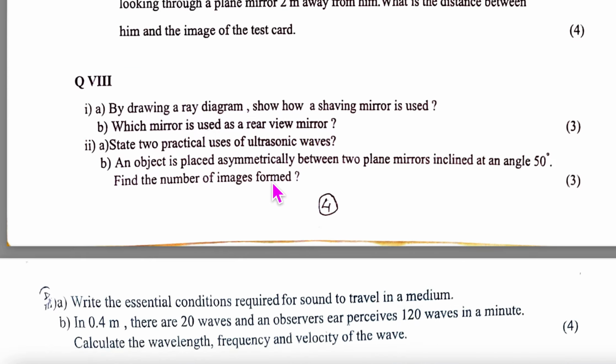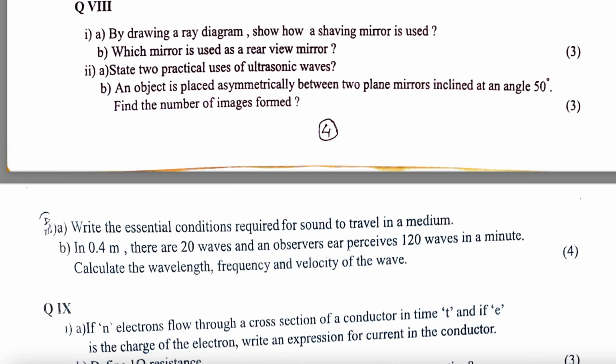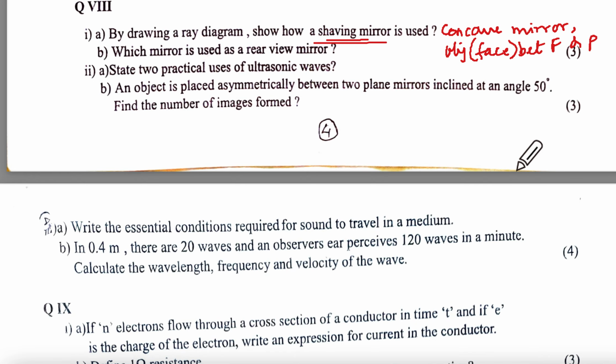Good enough? Okay. Draw the ray diagram for the shaving mirror. What is a shaving mirror? It is the concave mirror, and the object should be very close. Means the face should be between what? Correct? Yes, ma'am. And what kind of image will I get, you should know the characteristics: virtual, magnified, upright, and behind the mirror.